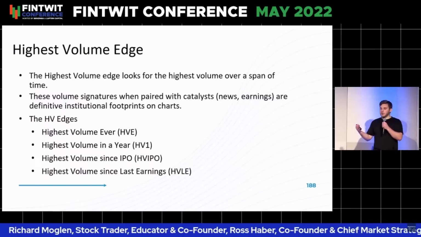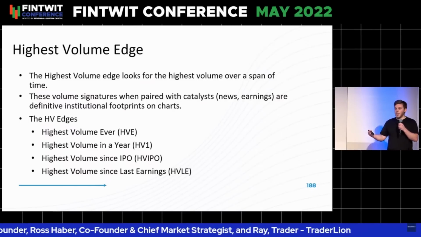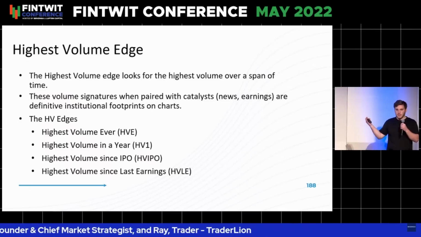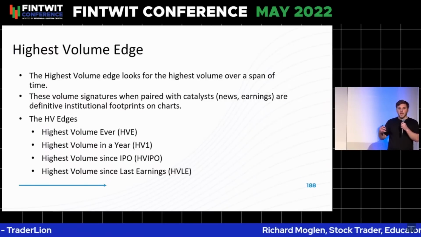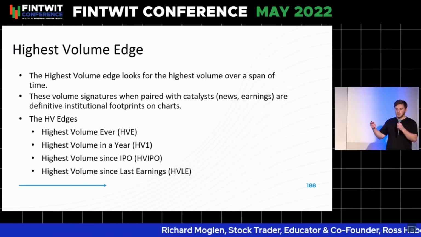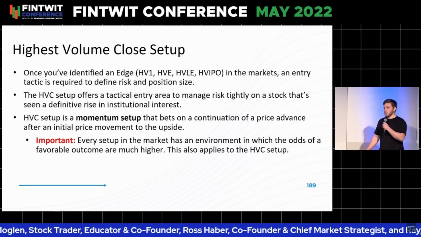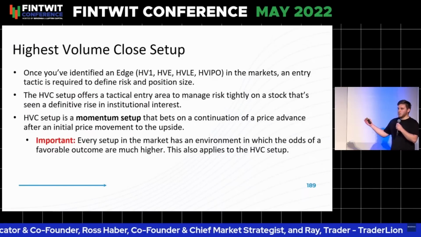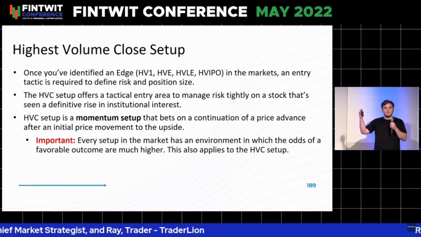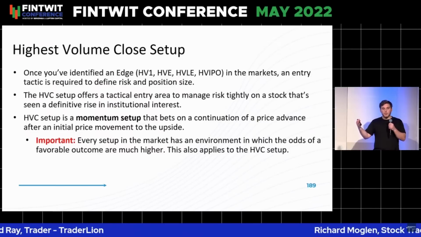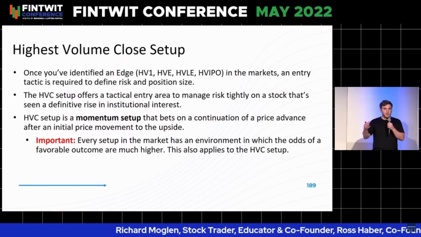Essentially these volume signatures, when paired with catalysts such as a news event, like a new CEO, a new product, or an earnings report where they blew out every single metric, are definitive spots where institutions change their mind about a stock and can potentially start accumulation, which leads to those strong trends. So in terms of the actual setup that we use to trade these, this is called the highest volume close setup. We see it all the time where we're scanning for a stock, we see a stock break out huge after earnings out of a base, and it feels like we missed it. It's already up 20%. But if that is an early stage base, a nice longer term base, it often just marks the start of a potential uptrend.